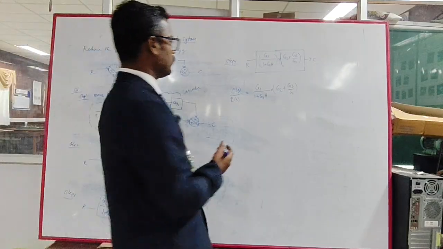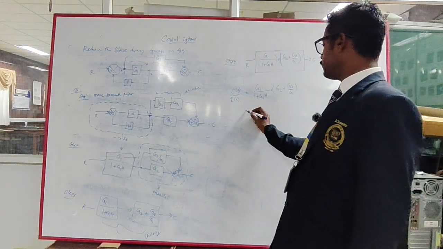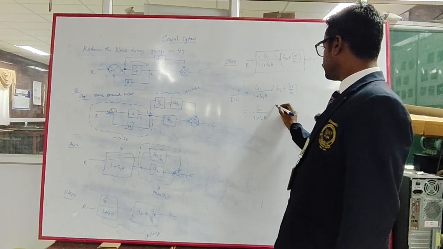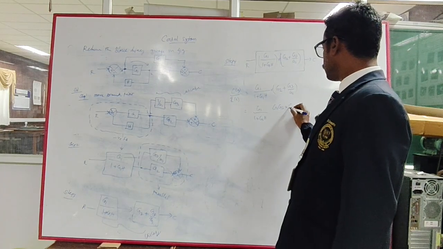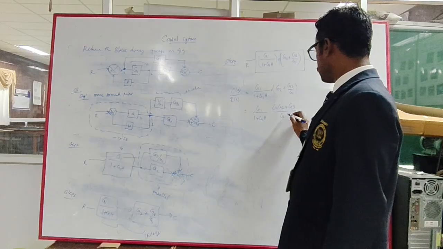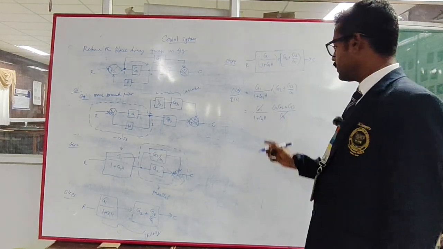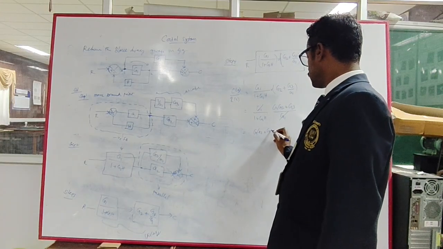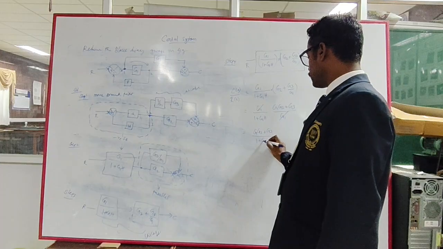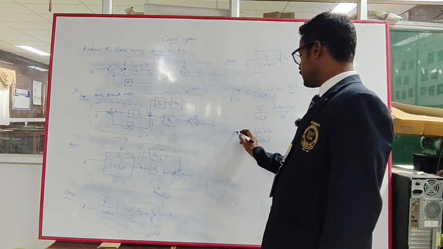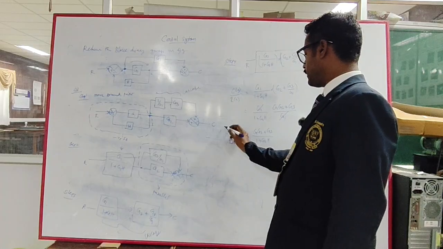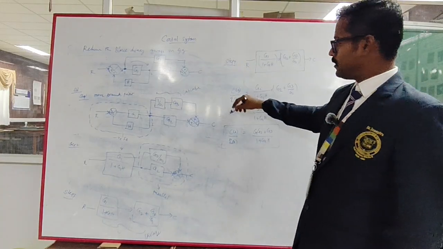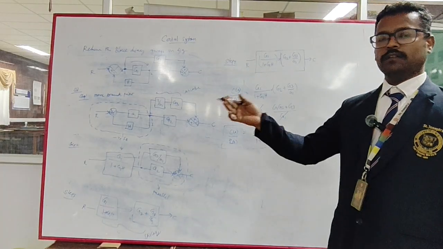If you simplify this one, you just multiply here. What you will get is G1 divided by 1 plus G1H, and if you take the LCM, you will get G1 times G2 plus G3, divided by G1. So G1 will get cancelled. The final thing is you will get G1 times G2 plus G3, divided by 1 plus G1H. So this is C of S by R of S, the reduced transfer function for the system present in the diagram.